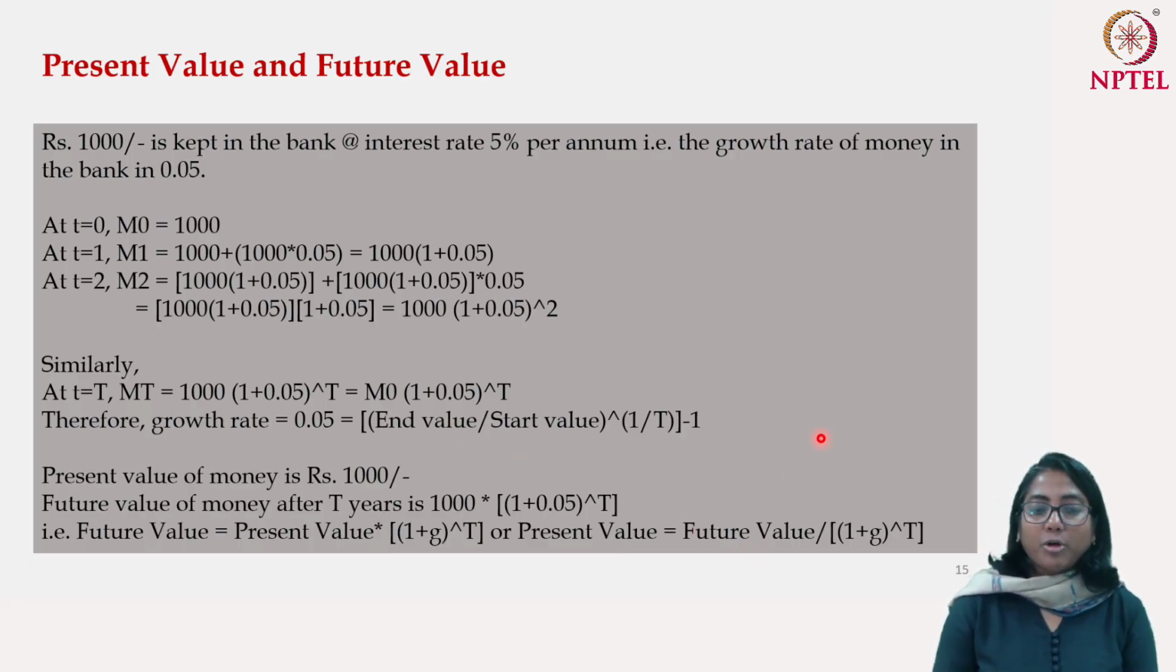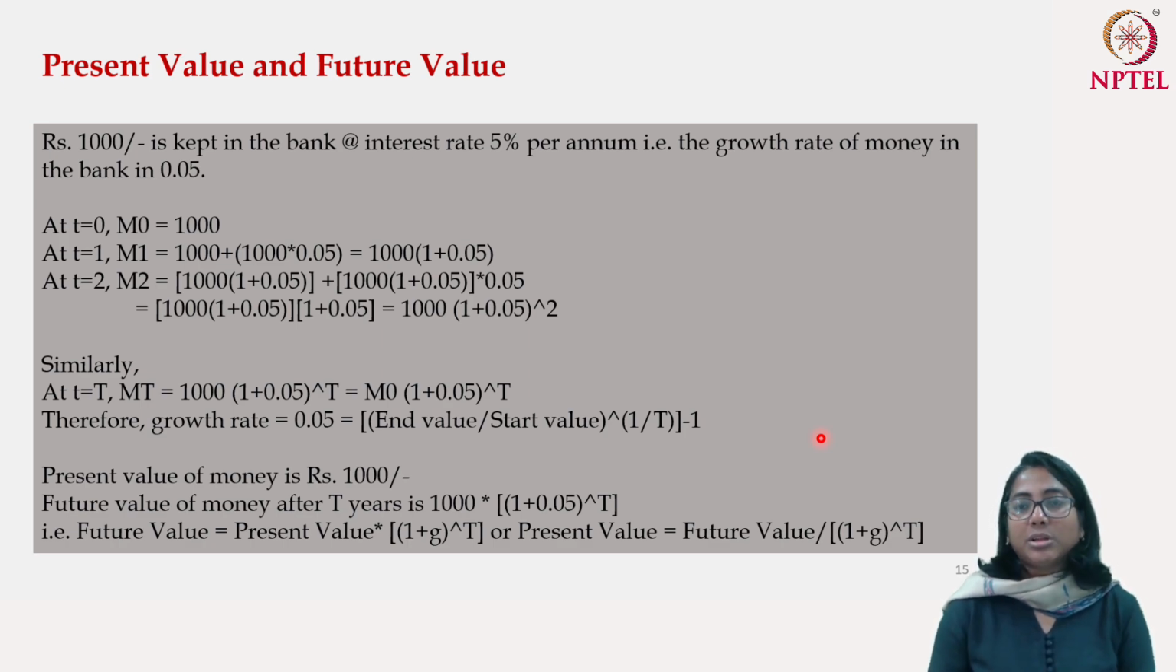So far what we have discussed is that today's 1000 rupees, 1 year down the line, actually becomes more than 1000 rupees. In a similar manner, if I am promised to get 1000 rupees after 1 year, in today's valuation that 1000 rupees which I am going to get after 1 year is less than 1000 rupees.